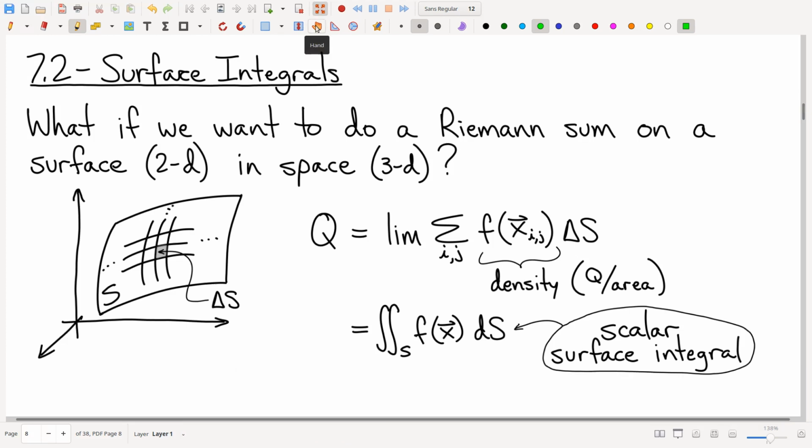So, new section to talk about. We're going to start with 7.2, surface integrals. A lot of this stuff is going to be kind of exactly what you would expect it to be.